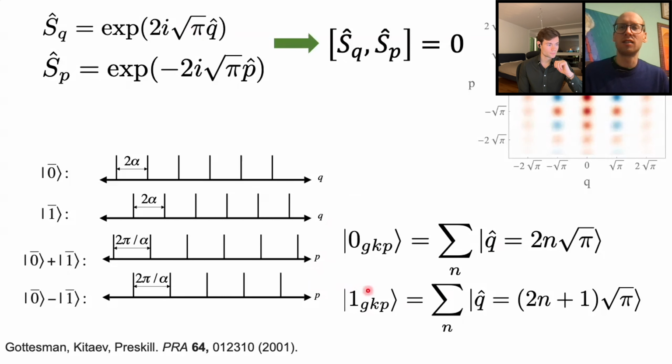And these are the states that I've written here. For example, a logical 0 we define as a superposition of even multiples of square root of pi, and 1 as an odd superposition of that. And then you can show that if you apply the operators SQ and SP to both 0 and 1, you will get an eigenvalue +1. These are eigenstates of these two operators with eigenvalue +1. Okay.